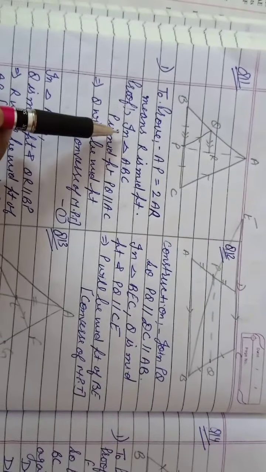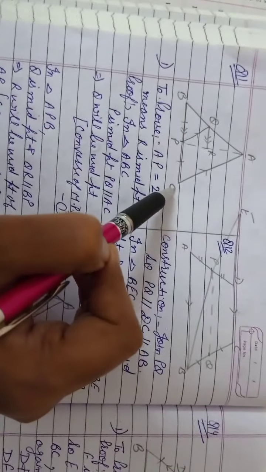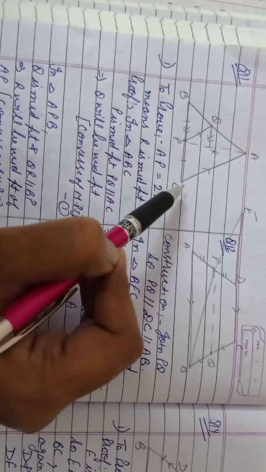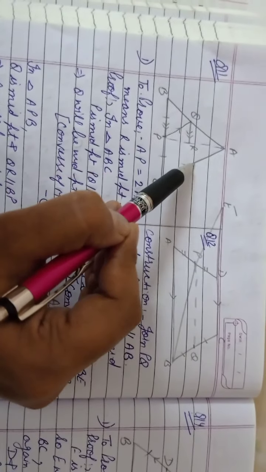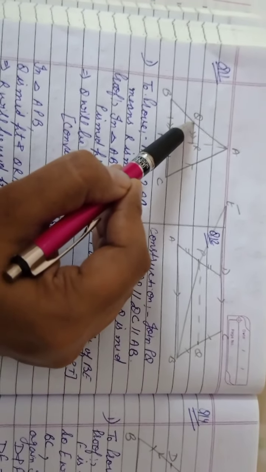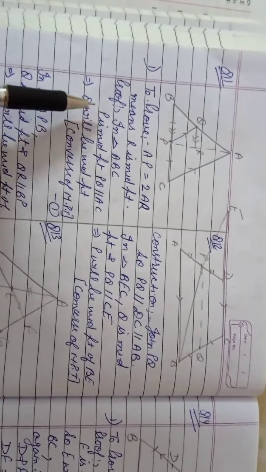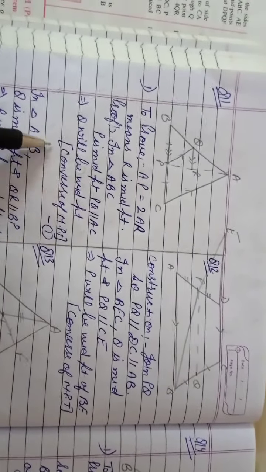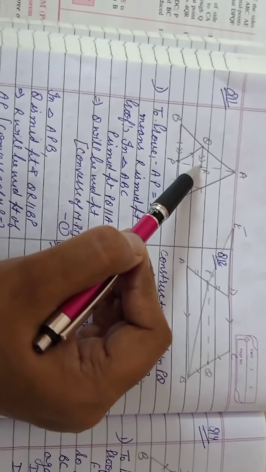So for this, children, I took triangle ABC in which P is the midpoint. Clear? And this line is parallel to this line. So one midpoint is there, one line is parallel. It means Q will also be the midpoint. Reason: converse of MPT. Same thing I wrote here. P is the midpoint and PQ is parallel to AC, so Q will be the midpoint. Reason: converse of MPT. Now we need to prove R is the midpoint.